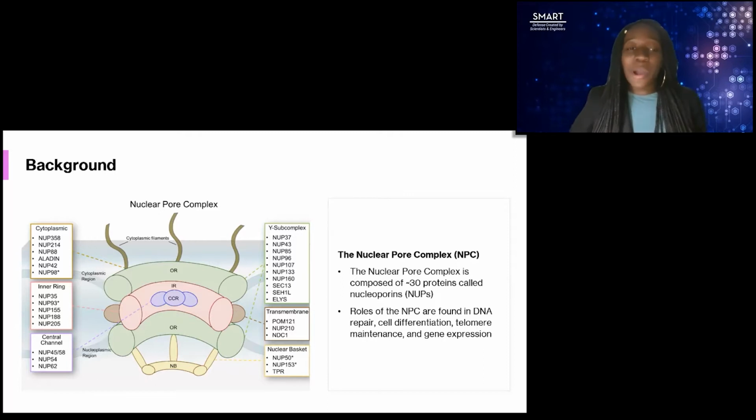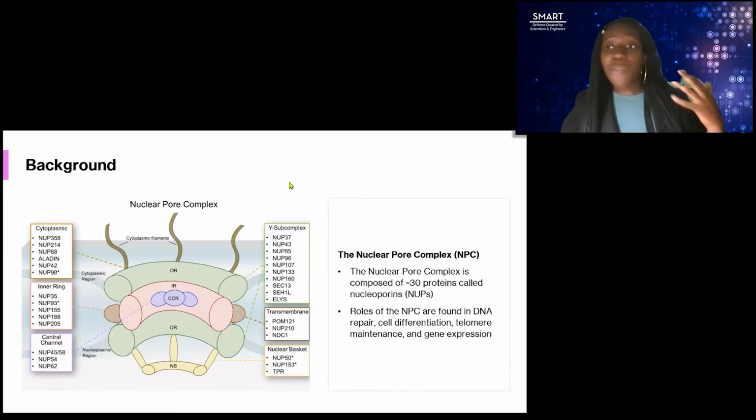The nuclear pore complex, we know of it as a transporter, and it allows materials to pass between the inside of the nucleus to the cytoplasm. And it's constructed of roughly 30 proteins called nucleoporins, or NUPs, which is the abbreviation.